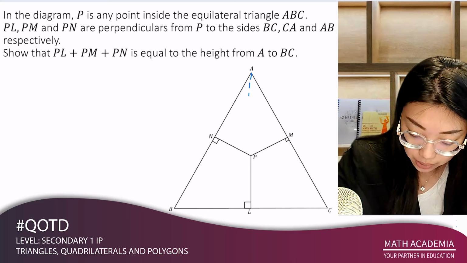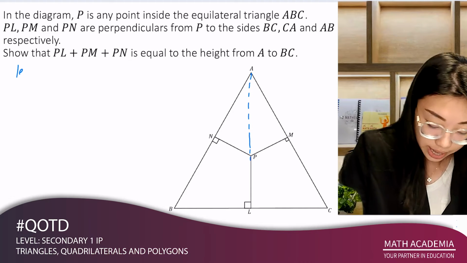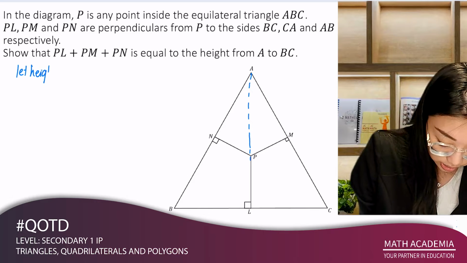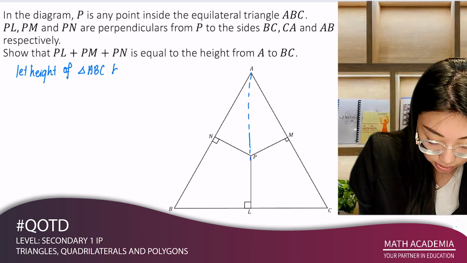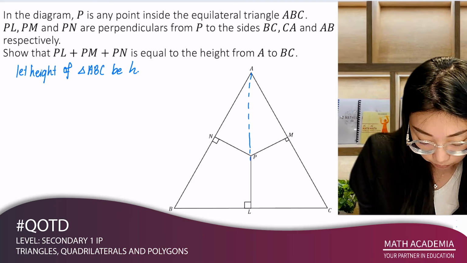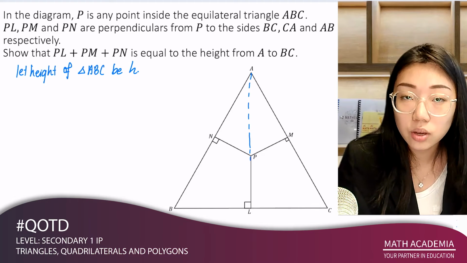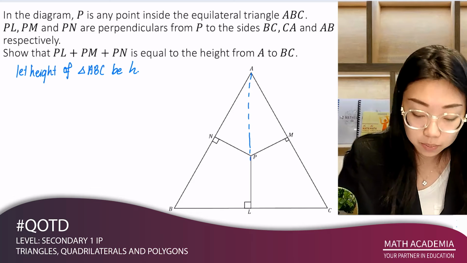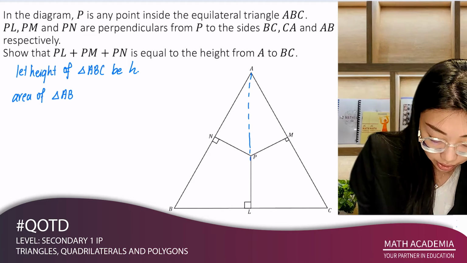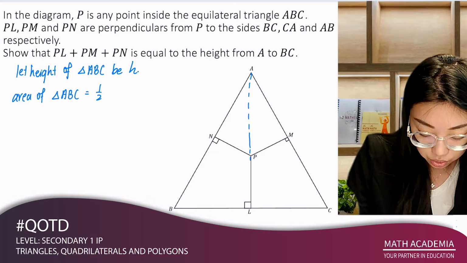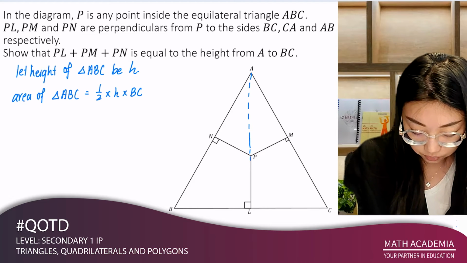So first, let me extend the line from A to BC. So let the height of triangle ABC be H. If we recall, we would know that the area of a triangle is half times base times height. So the area of triangle ABC would equal half times H times BC.